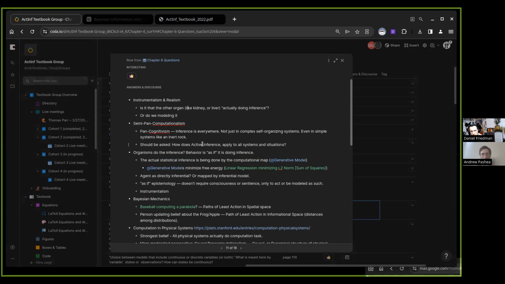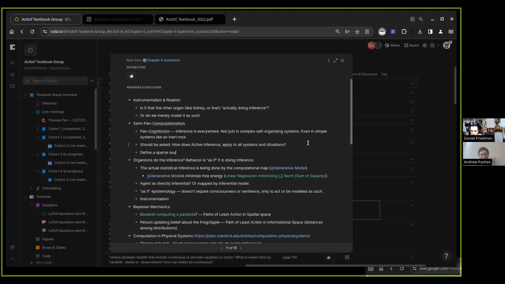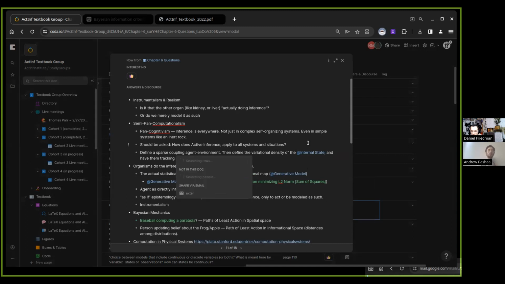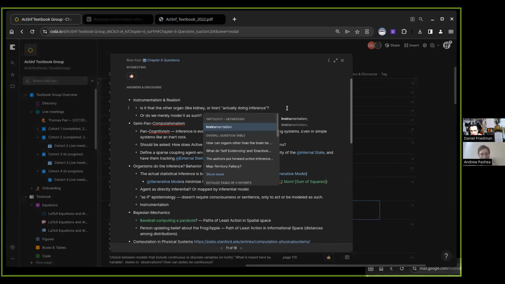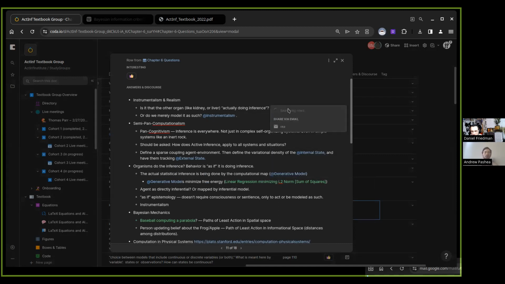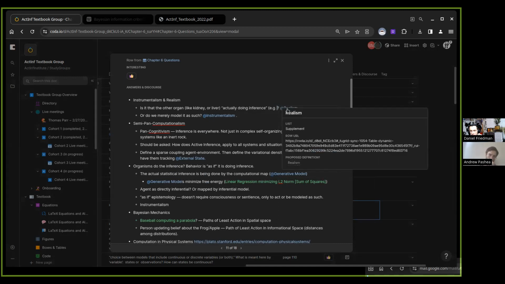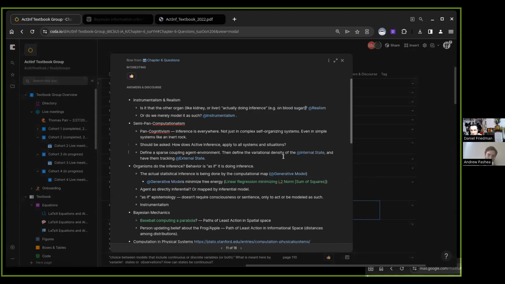So one way to do that is to define a kind of sparse coupling between the environment and the agent, and define variational density as the internal states of the system, and also obviously the external states of the environment would be the states that need to be tracked by those variational densities. And in this case, there isn't anything inherently different between the way brains or even sentient agents somehow undertake inference from the way that inert rocks can partition their states into internal and external states.